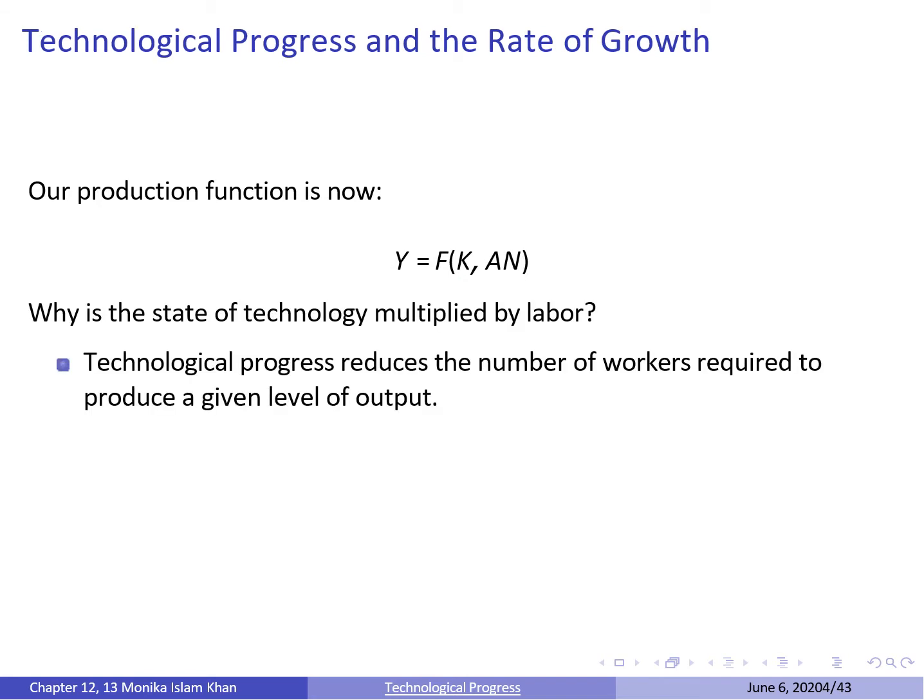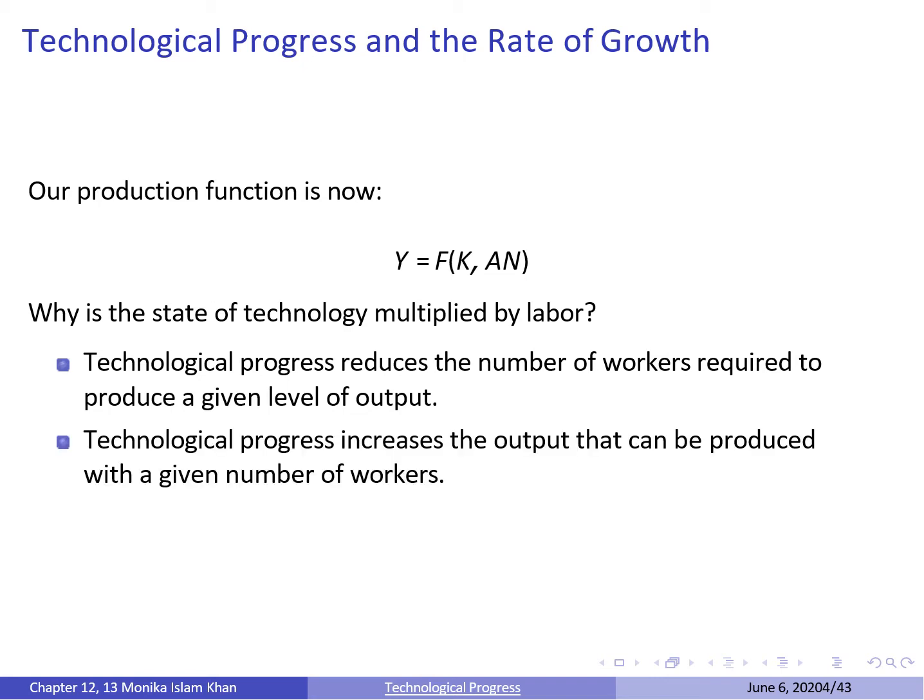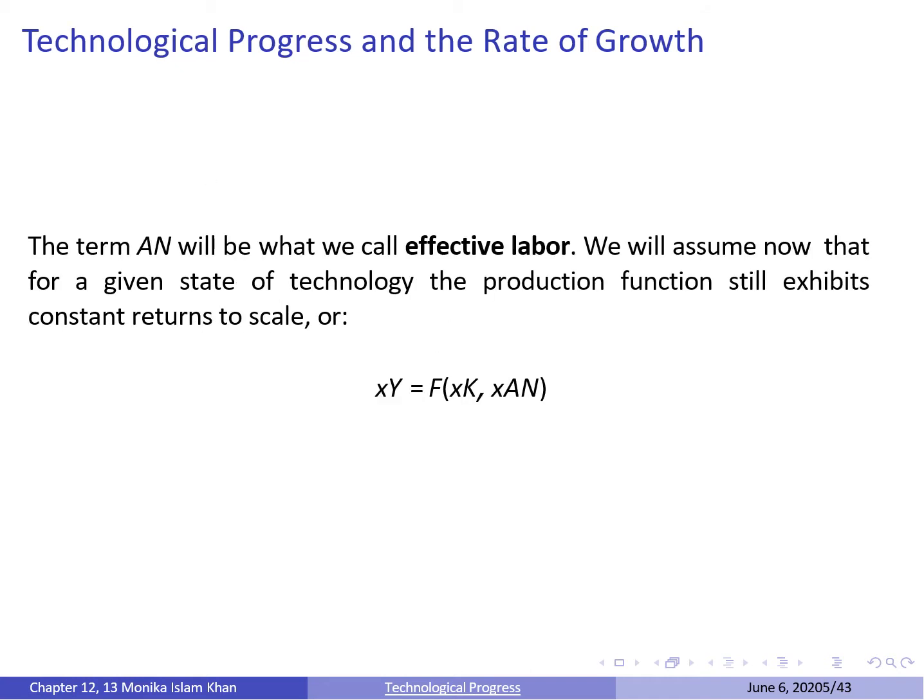So why is the state of technology multiplied by labor? Well, technological progress reduces the number of workers required to produce a given level of output. And technological progress increases the output that can be produced using a given number of workers. That is, if you have greater technological progress, a fixed number of workers are going to be able to produce more than if they did not have the backing of technology. This AN term, which is your technology times the labor supply, will be what we call effective labor, as I said before.